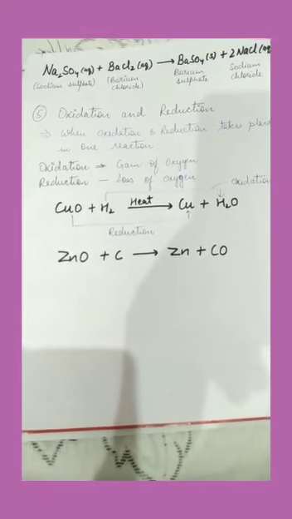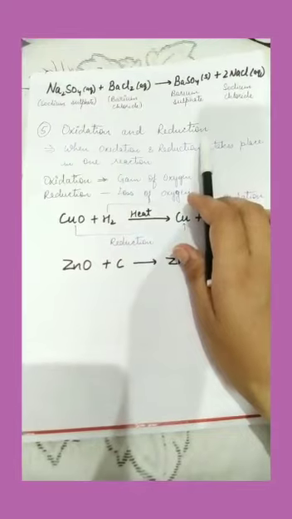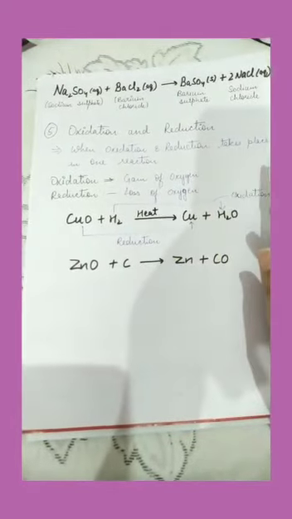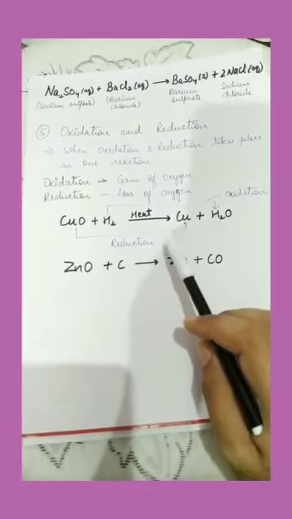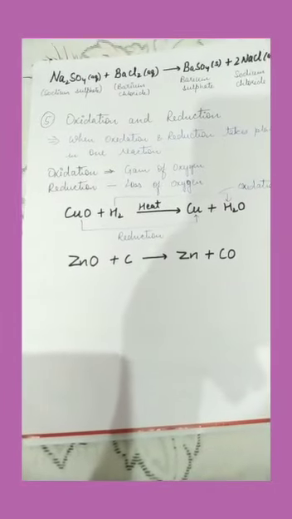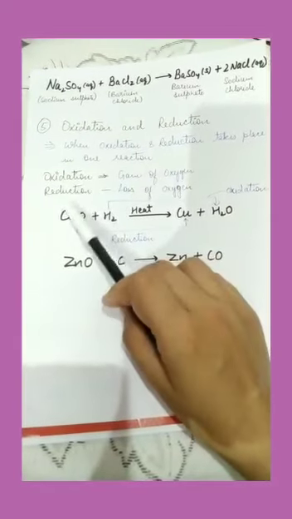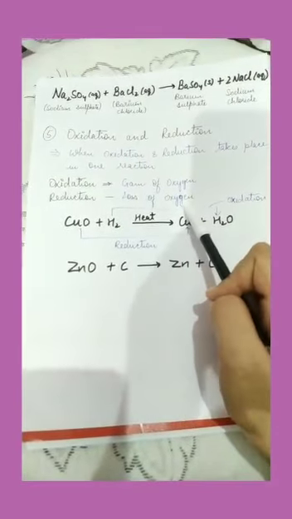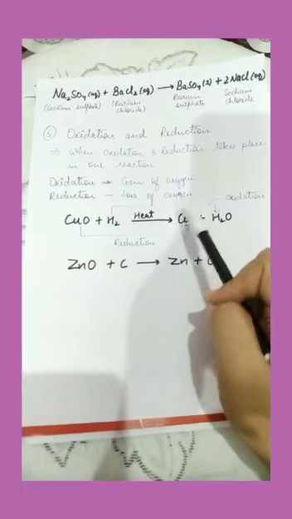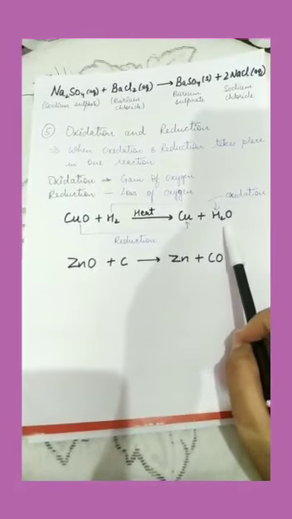Next is oxidation and reduction reaction. When oxidation and reduction take place in one single reaction, it is called oxidation and reduction reaction. It is also called redox reaction. What is oxidation? Gain of oxygen is oxidation, and loss of oxygen is reduction. Now in this equation you can see oxidation and reduction both are going on.